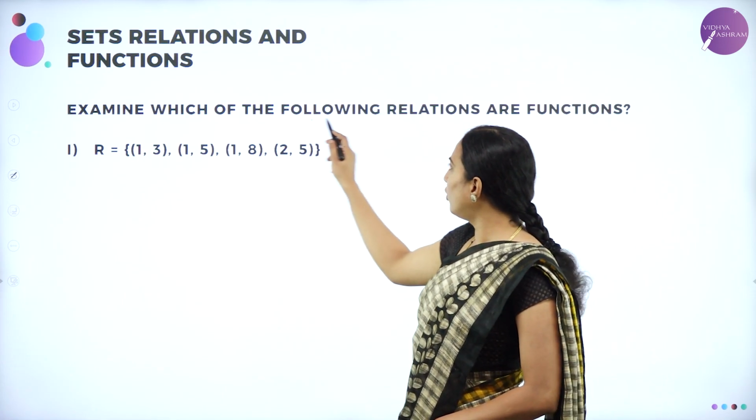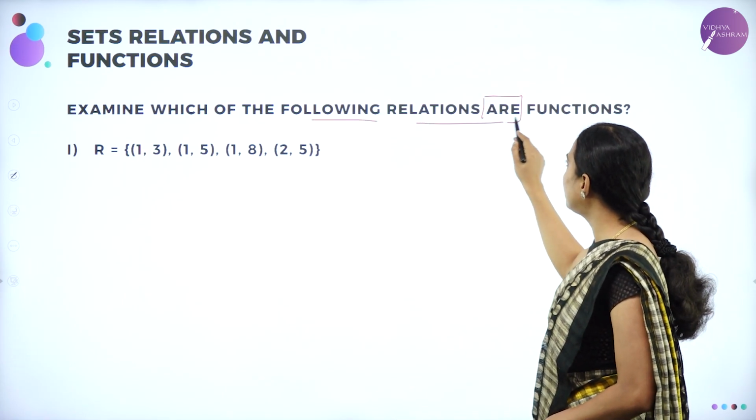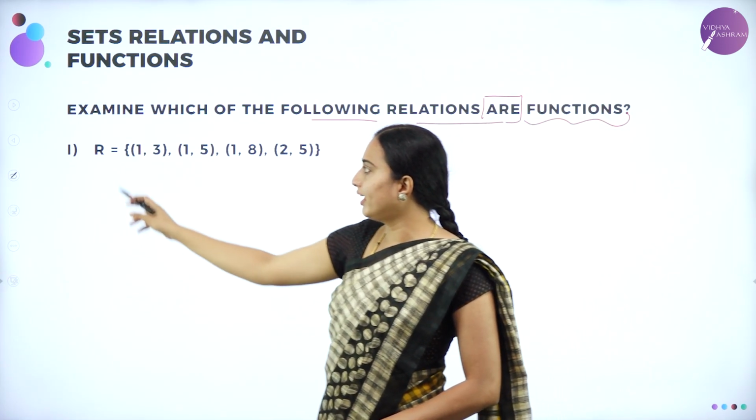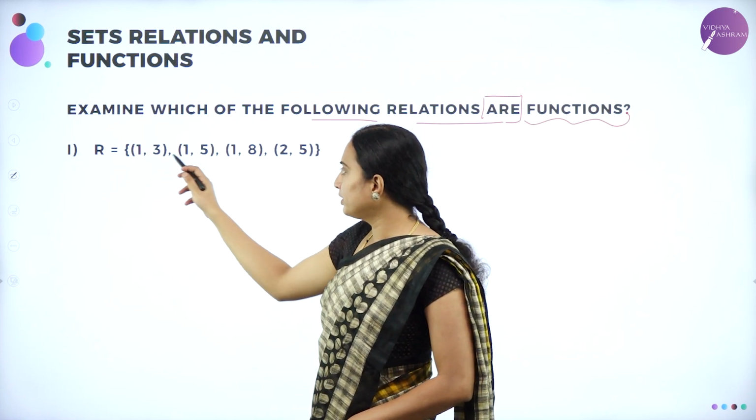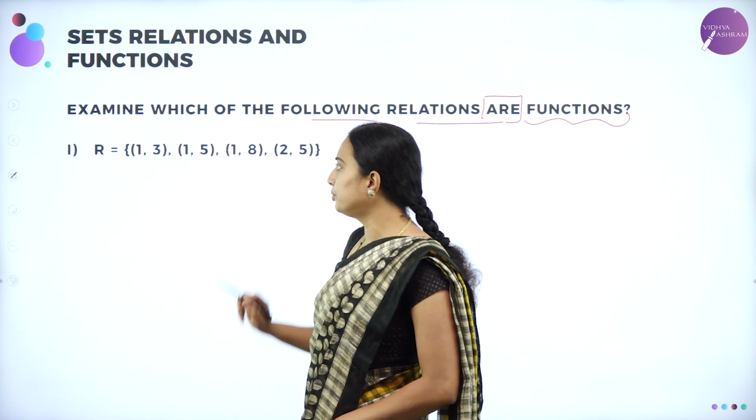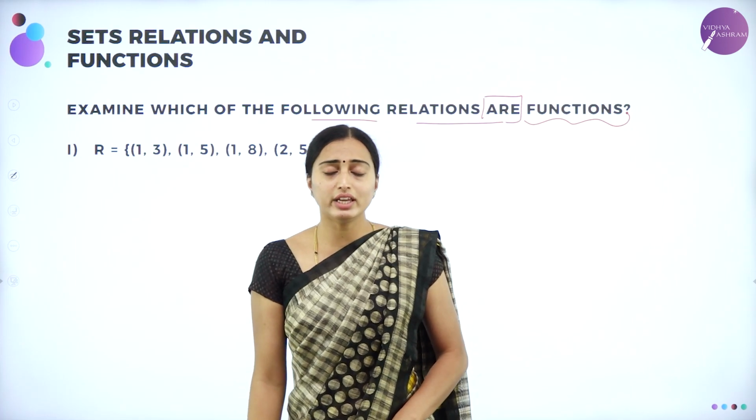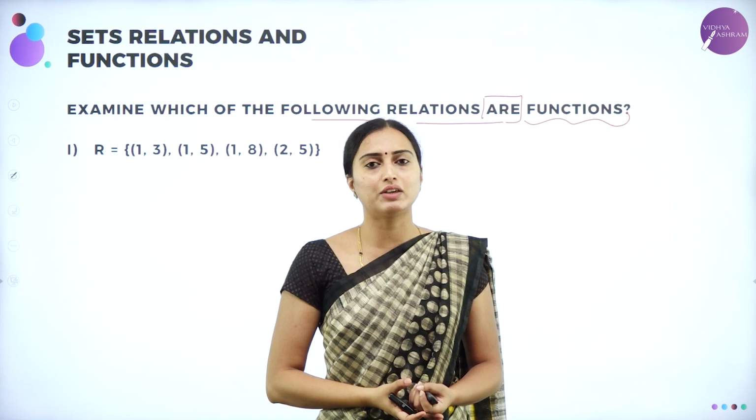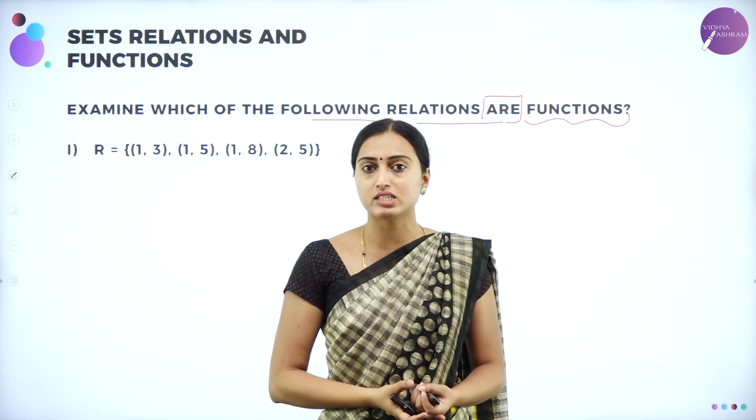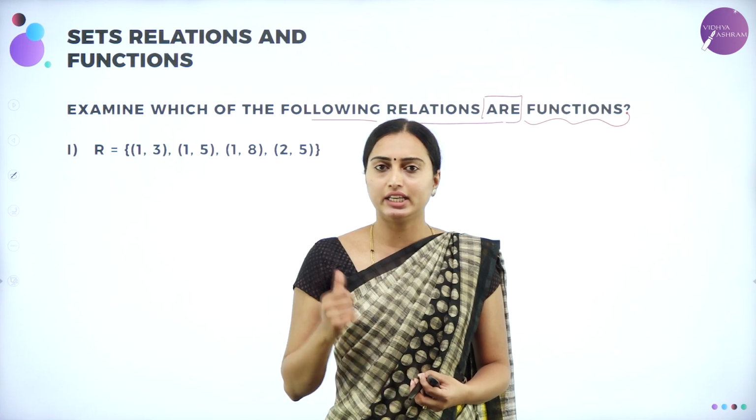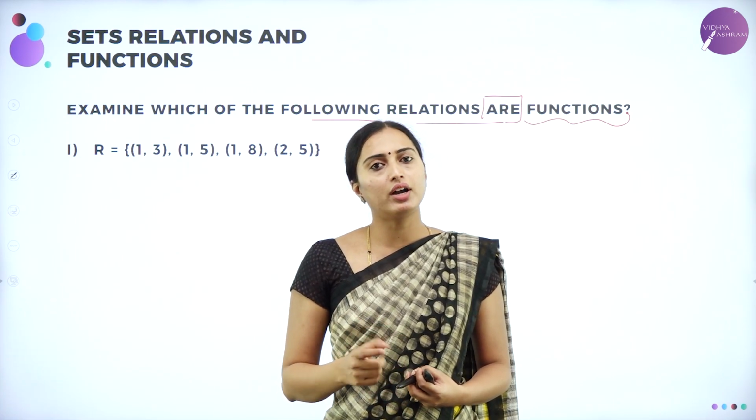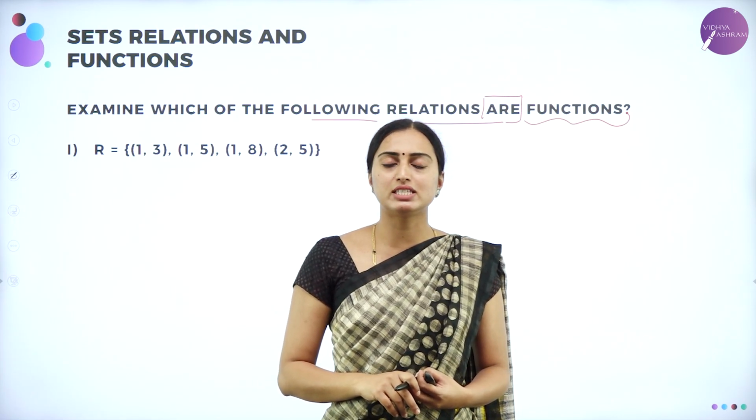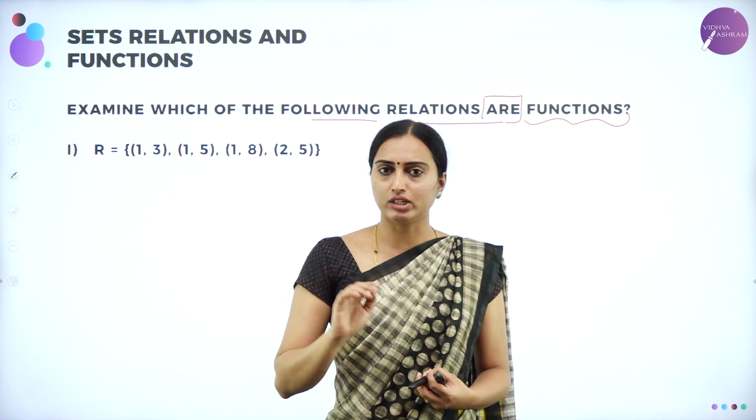Examine which of the following relations are functions. Let me check what they have given. They have given this relation: (1, 3), (1, 5), (1, 8) and (2, 5). Here, dear students, I am going to give you a hint. How are we going to identify whether the given relation is a function or not? Check the ordered pairs in the given relation. If any 2 ordered pairs have the same first element, then it is not a function.